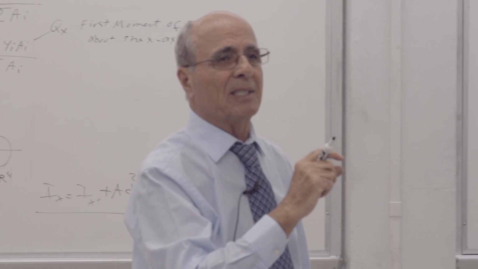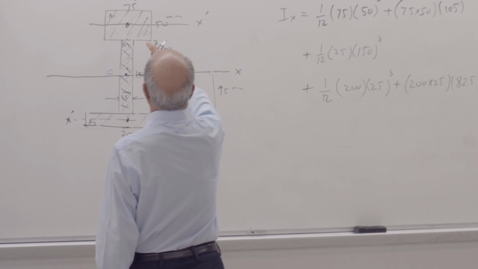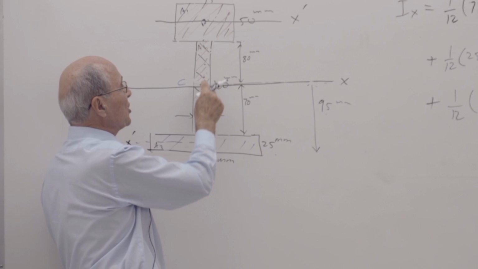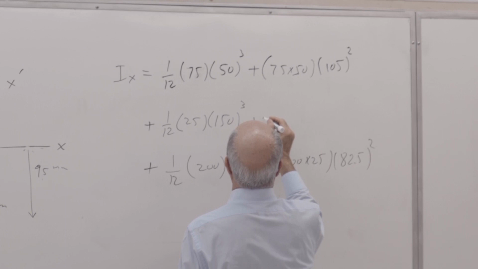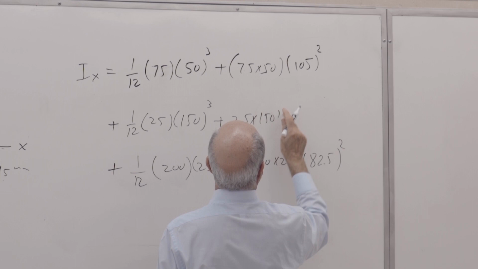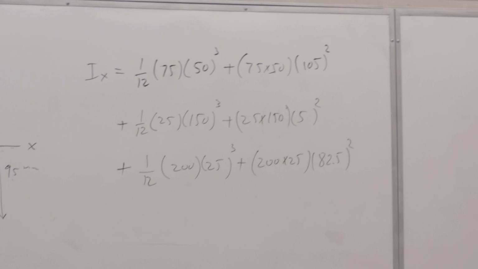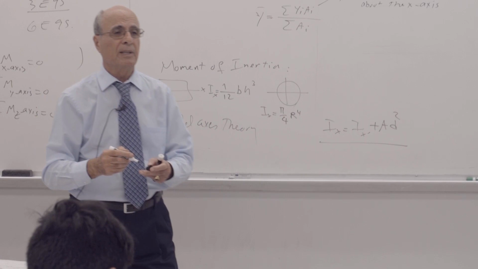Yes? So there, you see, this is the centroid of A1. This is the centroid of A2. You need the centroid of A3, which is at 75 and 75. Everybody understand? So there is a distance of 5 millimeters, and you have to use that. Plus the area, so plus 25 times 150. I'm sorry, that's the area, 25 times 150, but that has to be multiplied only by 5 to the power of 2. So that will be your Ix. Iy is simple. I'm not going to do it, so don't waste your time. This is the review of the centroid and moment of inertia.